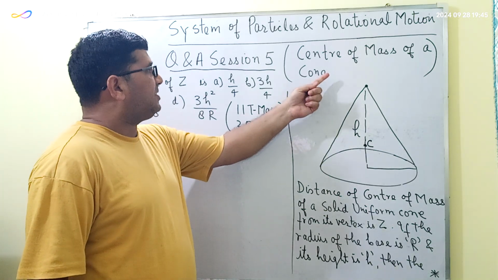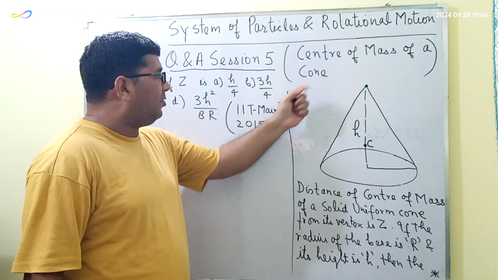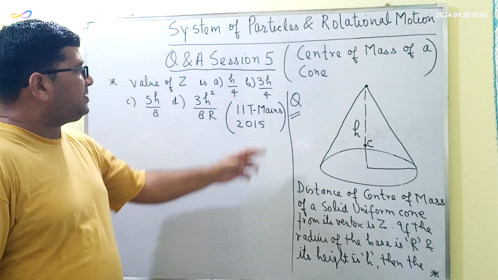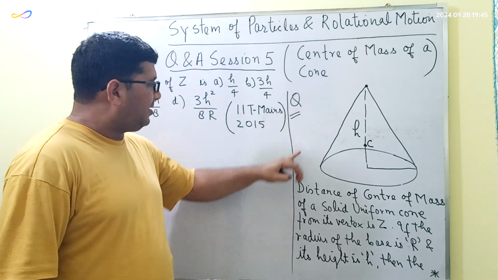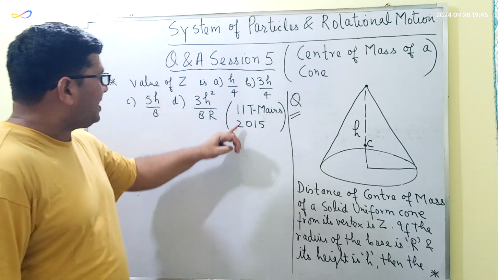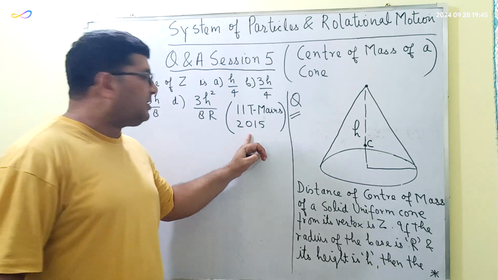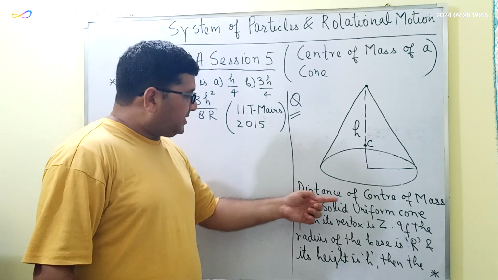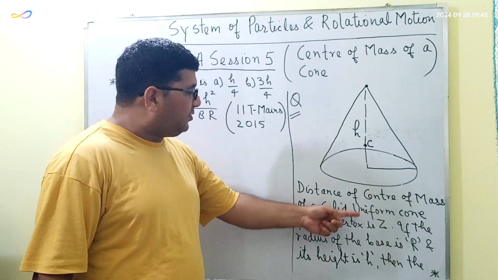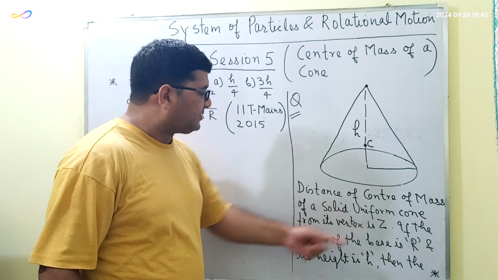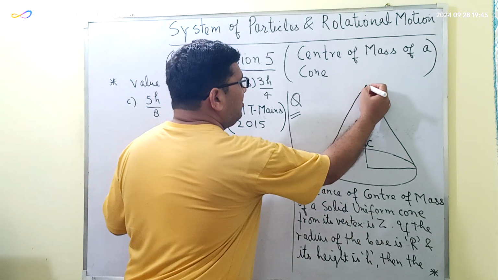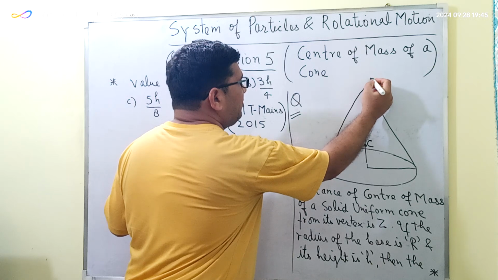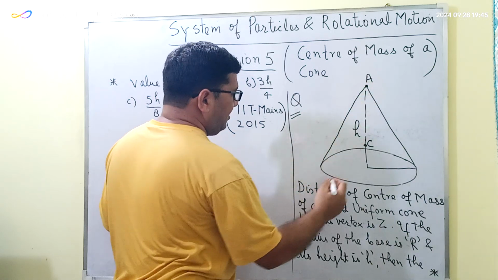The topic is the center of mass of a cone, and on the basis of this topic I have selected one question which was asked in the IIT Mains examination in the year 2015. The question here is: the distance of the center of mass of a solid uniform cone from its vertex is z. So this is the vertex of the cone, say this is the point A.